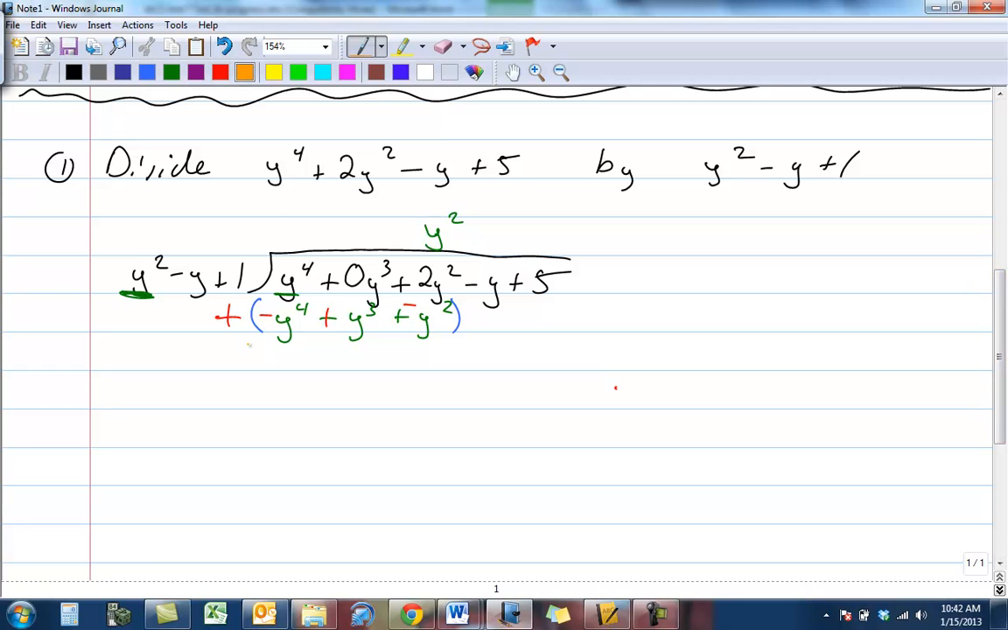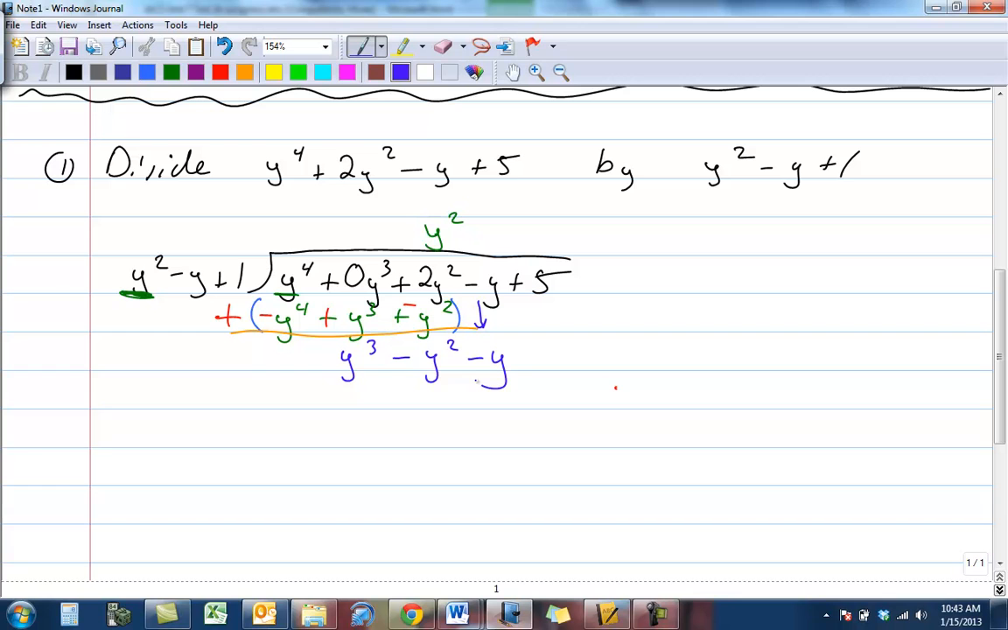All right, so when I add this, what I've got now is y to the 4th plus negative y to the 4th, those cancel. That's the whole point there. 0y cubed plus 1y cubed is y cubed. 2y squared minus y squared is minus y squared. And we're done subtracting, so then we bring down the next term. The next term is minus y.